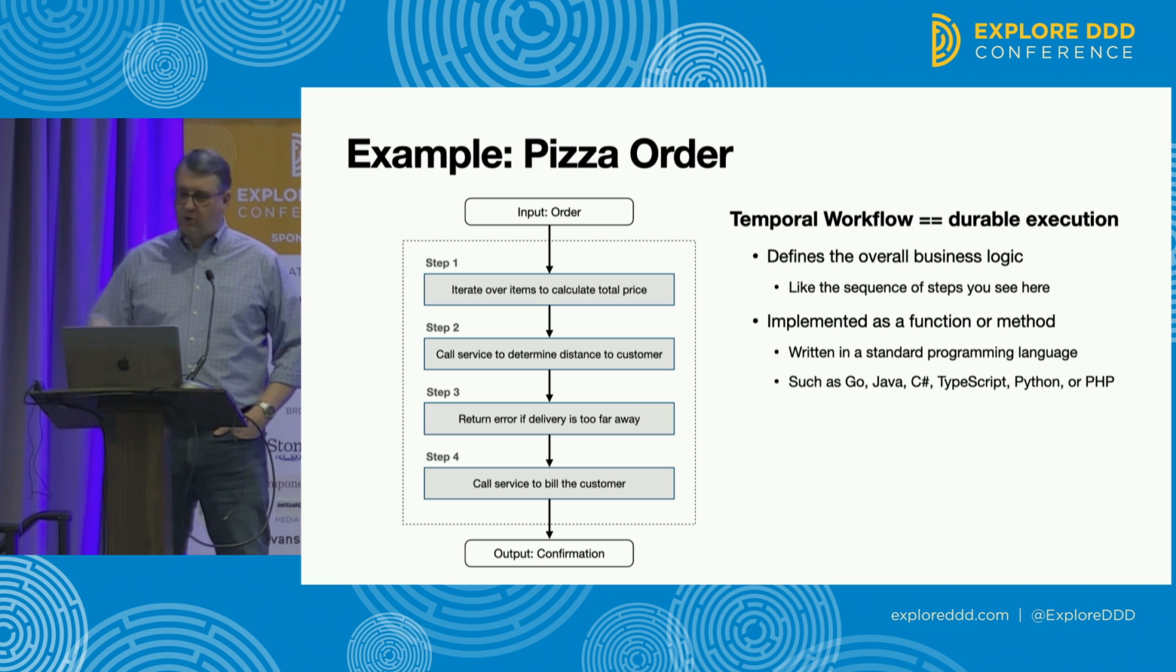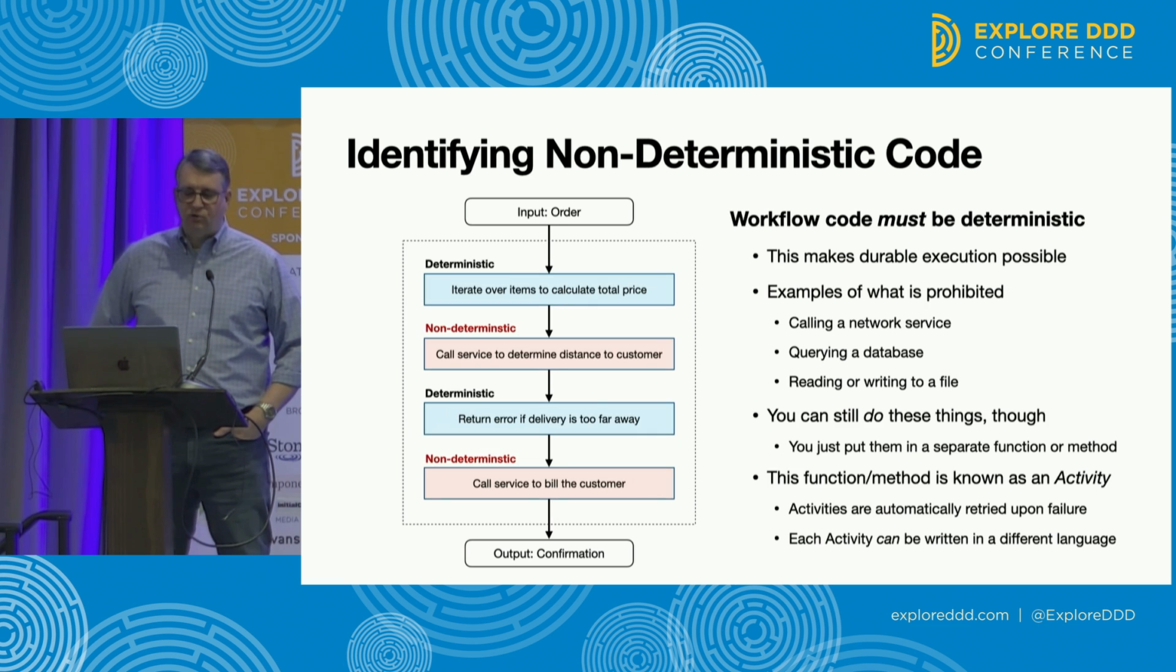I mentioned before that Temporal isolates non-deterministic code from the deterministic code. So if we were to evaluate this sequence of steps that we have, some of them are deterministic and some of them are not. The code that is in the workflow, all of it must be deterministic. That means that we can't do things like call a network service or query a database or read or write to a file.